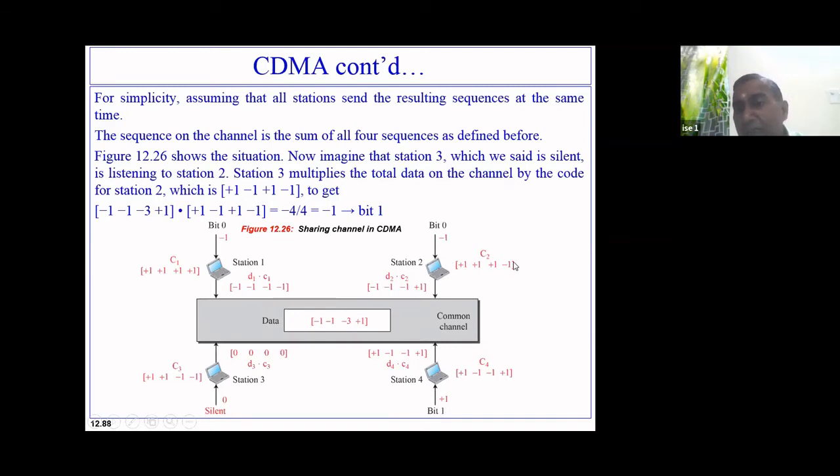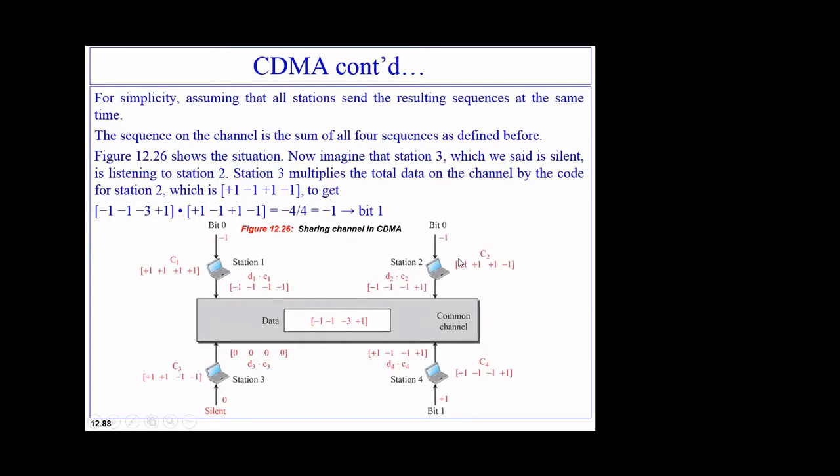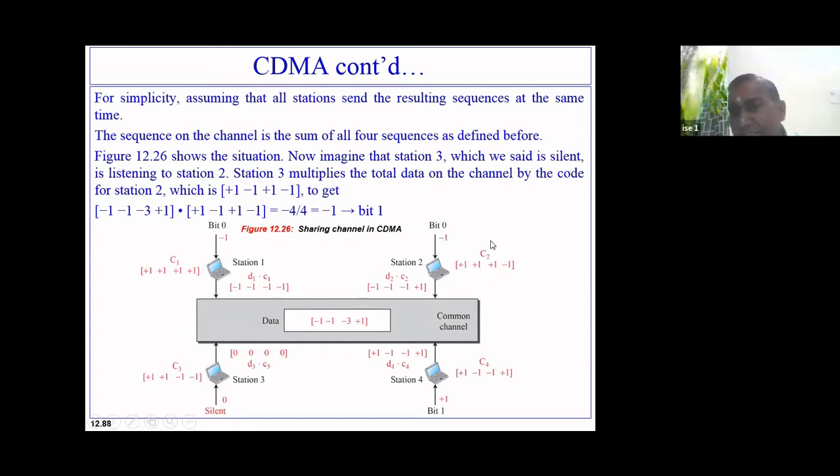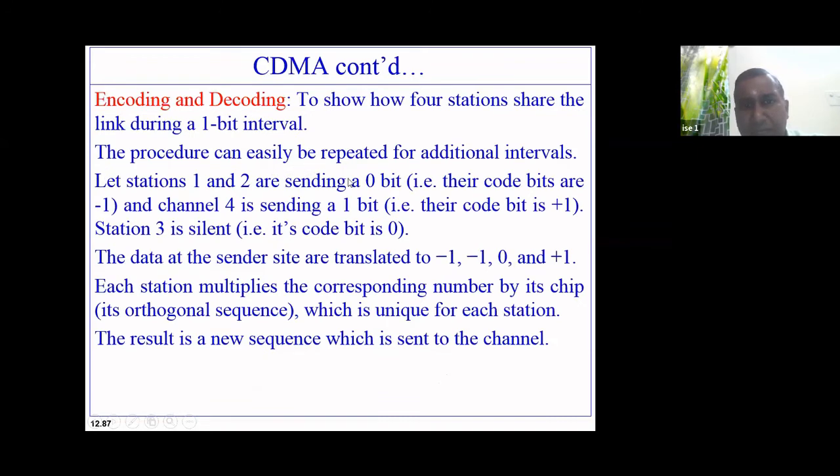But here in the textbook, this chip code has been taken as wrong. It is given as plus 1, plus 1, plus 1, minus 1, whereas it should have been plus 1, minus 1, plus 1, minus 1. Have you written the C2 value? Yes, sir. So this is wrong in the textbook. This diagram has been taken from the textbook, so I could not do anything, I just copied it, but this chip code is wrong. We have seen that chip code C2 is plus 1, minus 1, plus 1, minus 1.